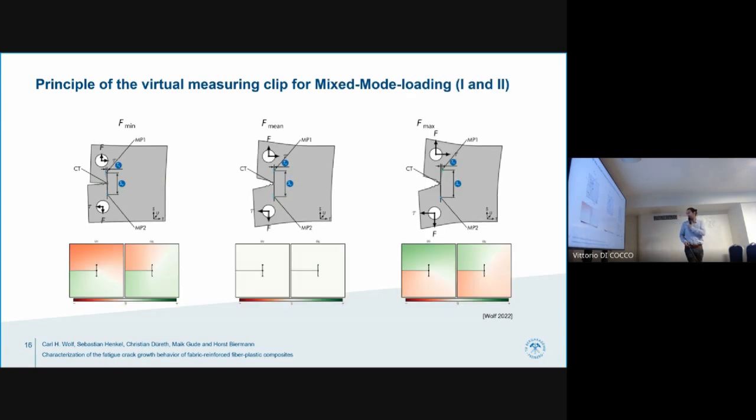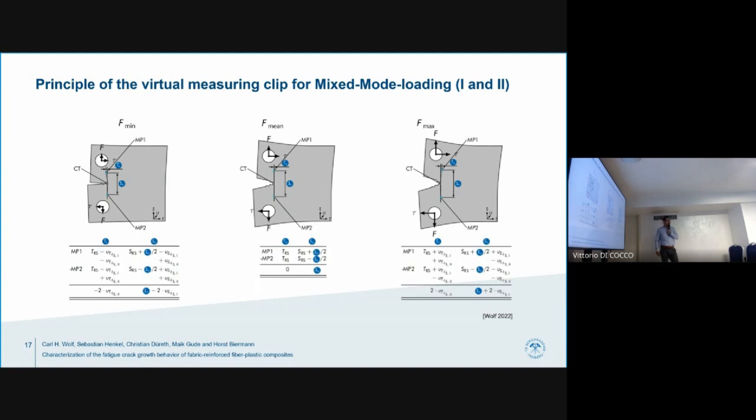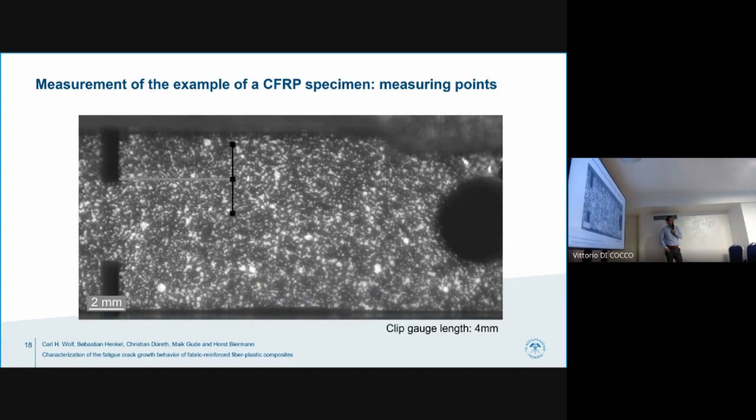So which advantage did we have? If we now have a look at a mixed loading case, you see the displacement field is not symmetric anymore. But if we have a look at the displacements, you see we measure the pure mode 1 and the pure mode 2 displacement, and this means we can calculate the mode 1 and mode 2 stress intensity factors on their own.